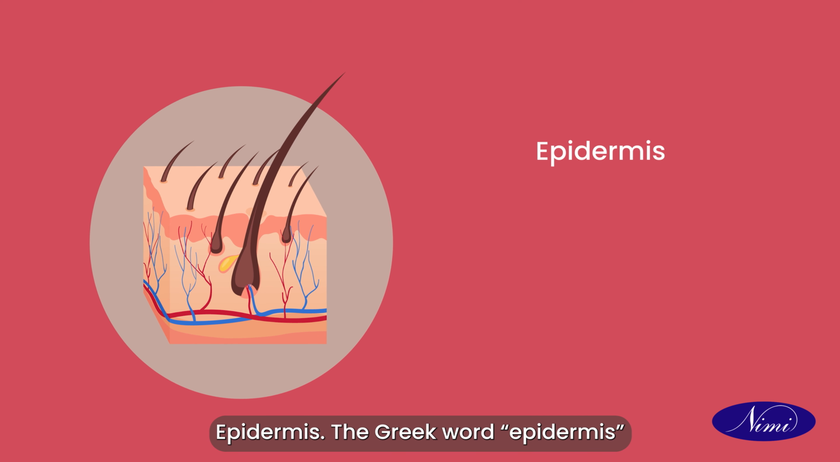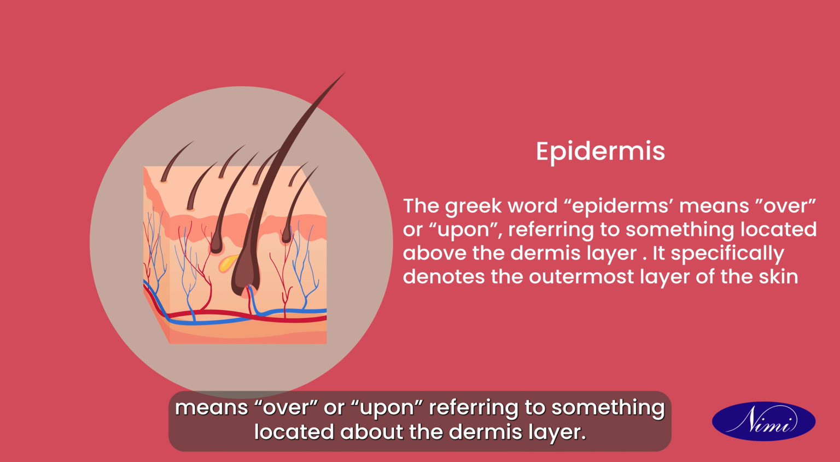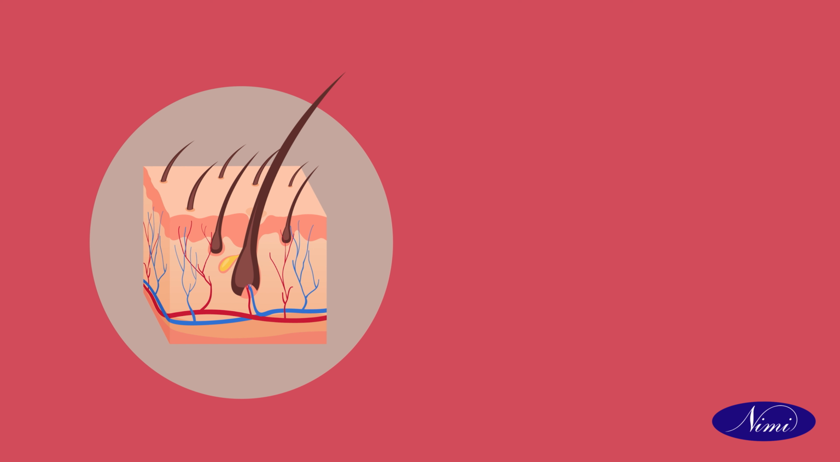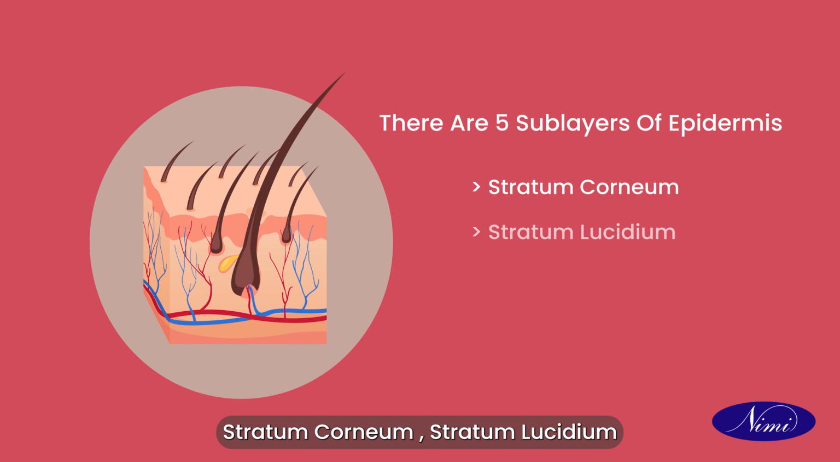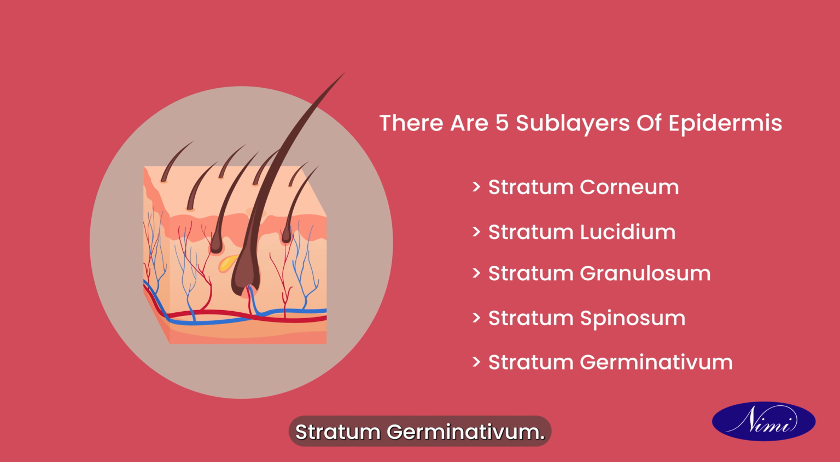Epidermis. The Greek word epidermis means over or upon, referring to something located above the dermis layer. It specifically denotes the outermost layer of the skin. There are 5 sublayers of the epidermis: stratum corneum, stratum lucidum, stratum granulosum, stratum spinosum, stratum germinativum.